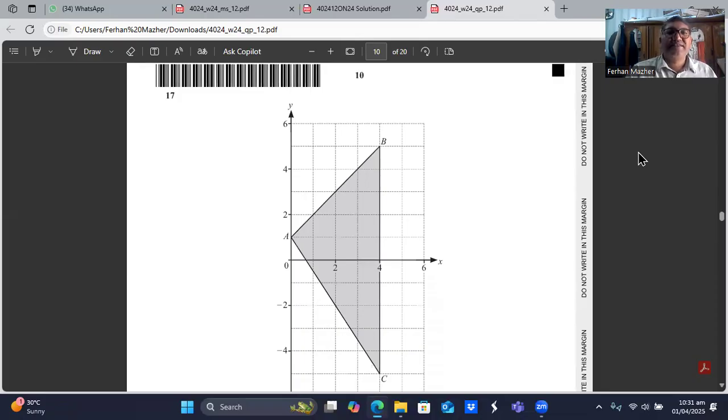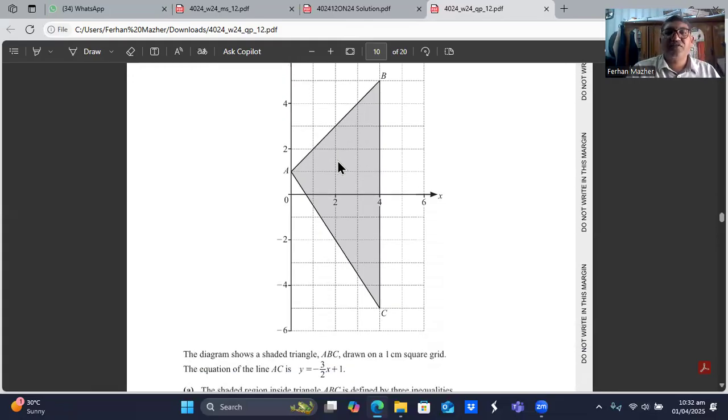Here we have question number 17. A grid is given, a triangle ABC is drawn there. A is 0, 1, B is 4, 5, C is 4, -5. Okay, so what is their question?